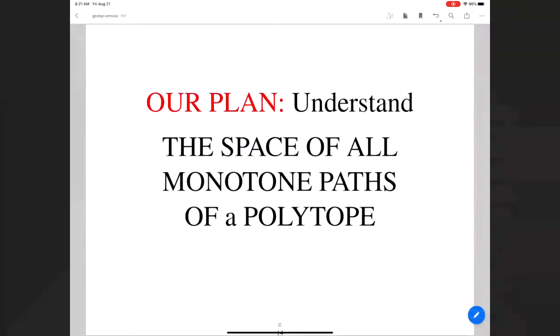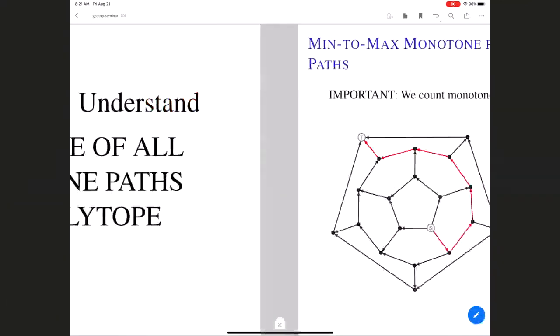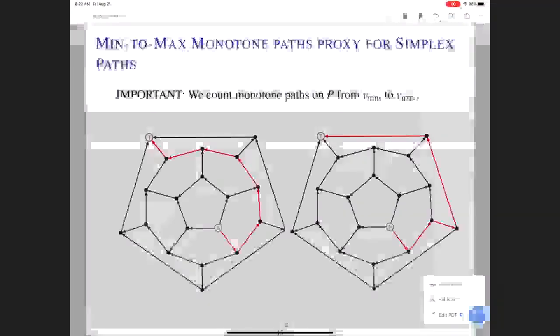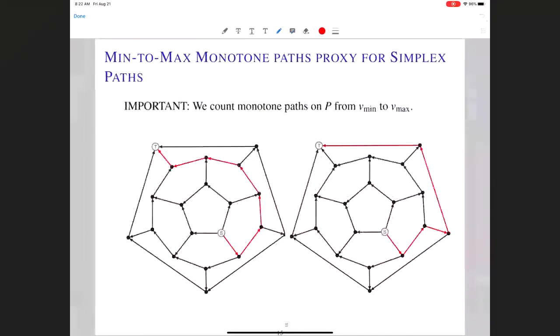Okay, so I'm going to start with the space of all monotone paths. So first of all, I'm going to make a little reduction for a moment, because then the theory becomes a little bit cleaner. It's not a very big assumption, but it will make things a little bit cleaner. So I'm going to start assuming, at least for a little while in my talk, that I'm going from the minimum to the maximum, right?